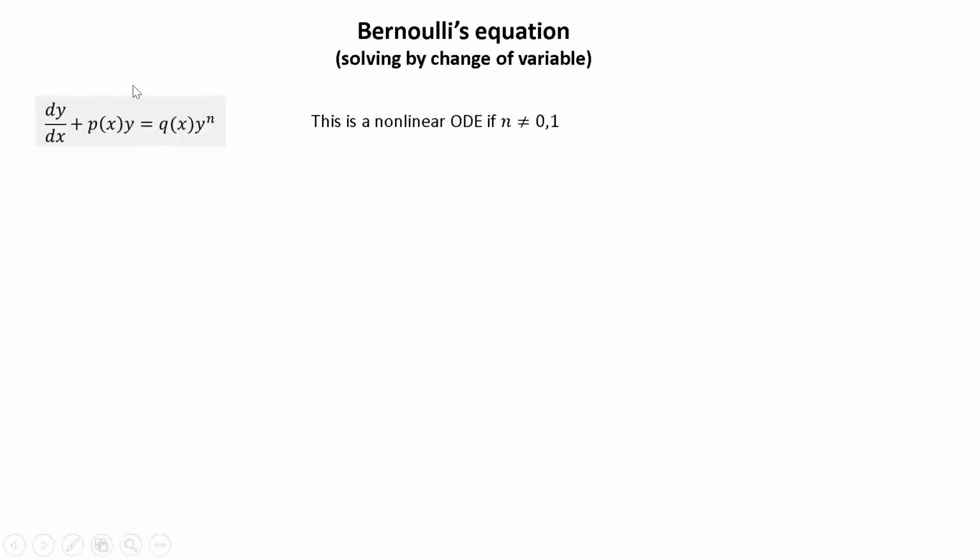So here is another example. This type of equation actually has a name, known as Bernoulli's equation. But don't be confused with the Bernoulli's equation that you might have heard of in fluid dynamics. This is not that one, but this is also called Bernoulli's equation. So Bernoulli's equation takes this form.